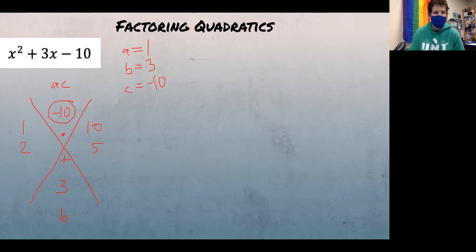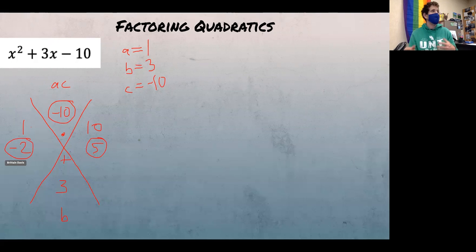One of the factors has to be negative, one has to be positive. So what combination can I make with my factors to where one of them is negative, one of them is positive, and when I add them together, I get +3? There it is, -2, +5.